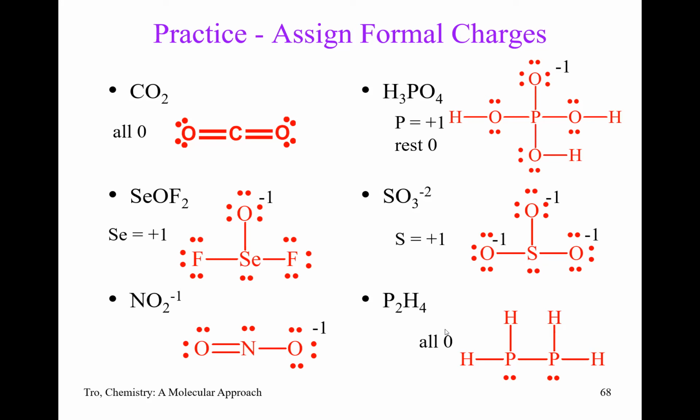The P2H4, normal bonding mode, right? Phosphorus is right below nitrogen, so 3 bonds, 1 lone pair. And hydrogen only forms 1 bond, so hydrogen's always the easiest.